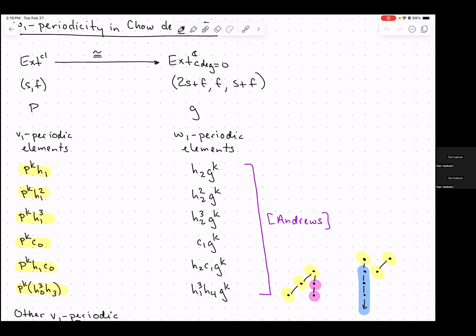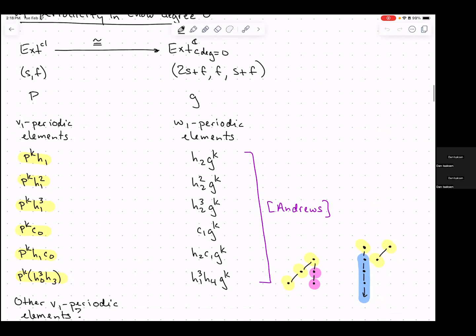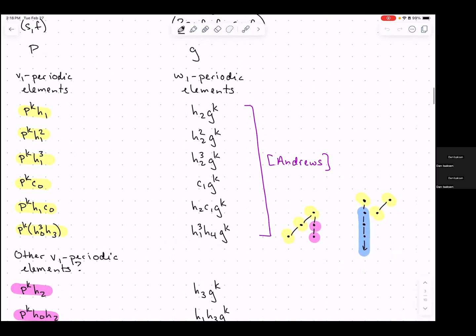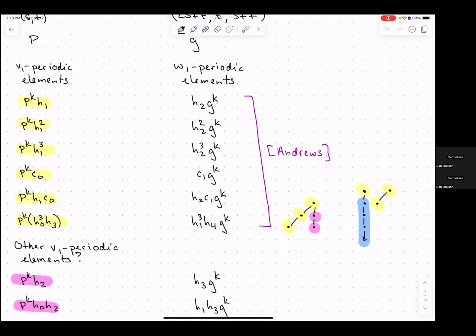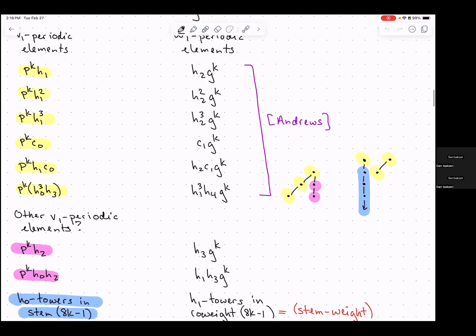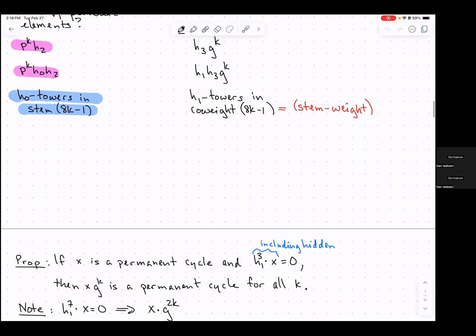Okay, so let's do this. What are these pink elements? P to the K H2, P to the K H naught H2. When you double them, you get H3 G to the K and H1 H3 G to the K. So those are the first two types of elements that I want to study and figure out what happens to them in homotopy. Okay, so let's do that.